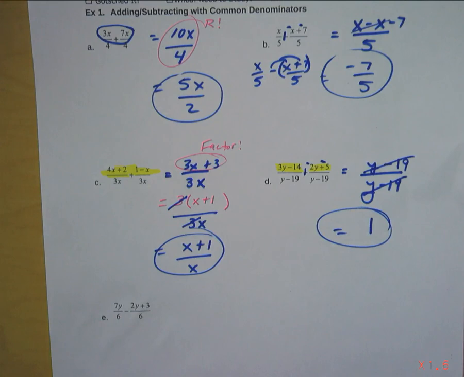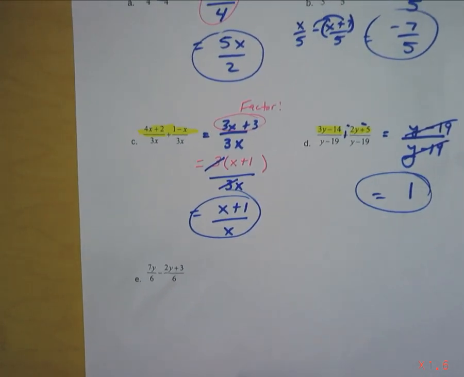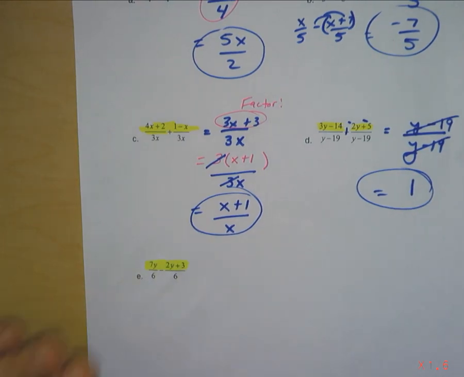How are we doing? Why don't you try the last one here? See if you get this one. I've got 7y over 6 minus 2y plus 3 over 6. We've got our common denominators, so now it's just looking at the tops. Again, do you have to add the opposite? No, you do not. But again, double check that you're subtracting both terms. We're going to make sure we're subtracting both terms. If you want to rewrite it, totally fine.